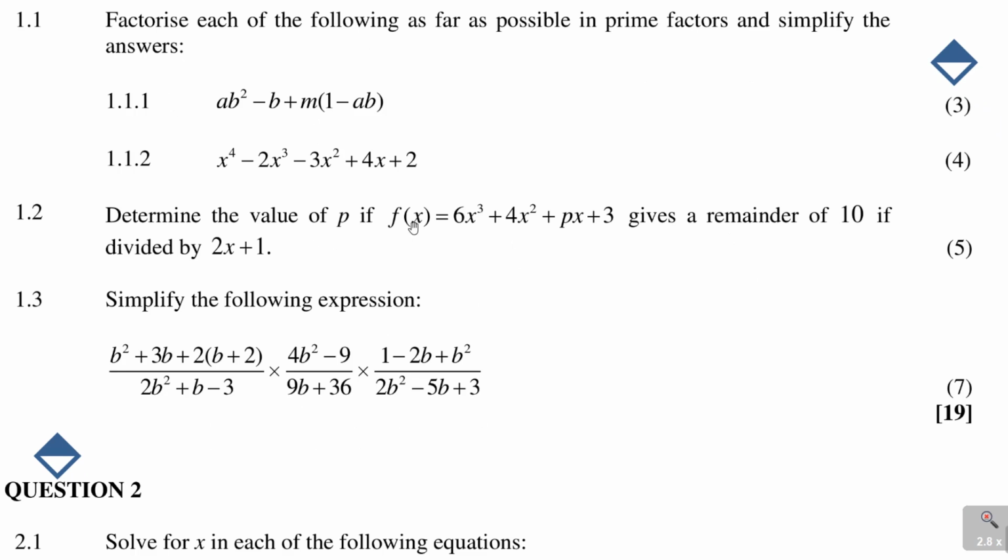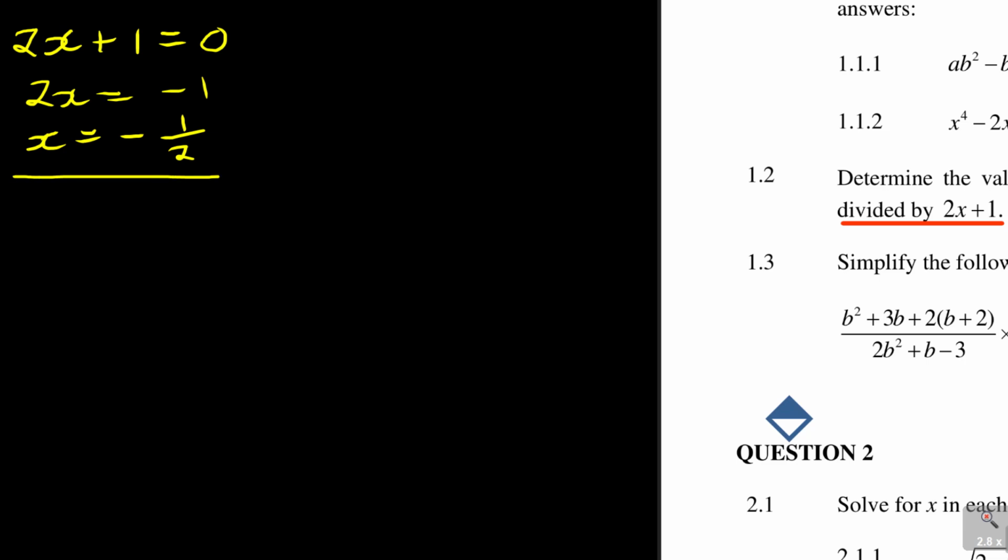Determine the value of p if f of x is equal to 6x cubed plus 4x squared plus px plus 3 gives a remainder of 10. You see, they are saying this gives a remainder of 10 when divided by something. The moment they give you what it is divided by, they make it simpler. It is divided by 2x plus 1. You equate that to 0, so that you have 2x is equal to minus 1, and therefore x, dividing by 2 on both sides, is minus 1 over 2. Alright, so that is the value of x.